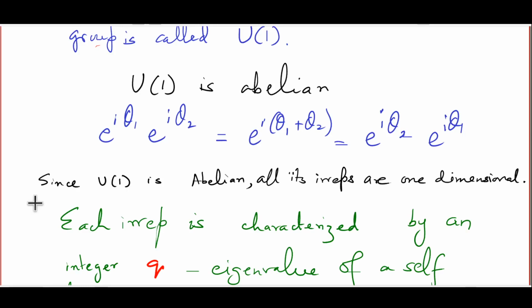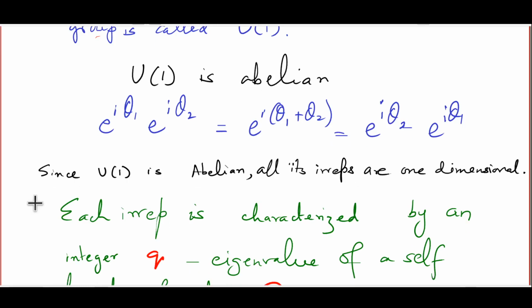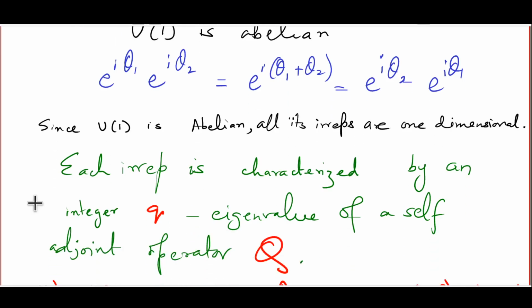Each irrep is characterized by an integer q, and this integer, small q, happens to be the eigenvalue of a self-adjoint operator capital Q. This latter thing is going to be very important for physical applications, especially in the place where U1 plays a huge role in physics, namely as a gauge group which describes electromagnetic interactions, and there capital Q essentially is the operator which measures electrical charge. But we are not going to talk about that right now. We are just studying the basic mathematical structure of the group at this point.